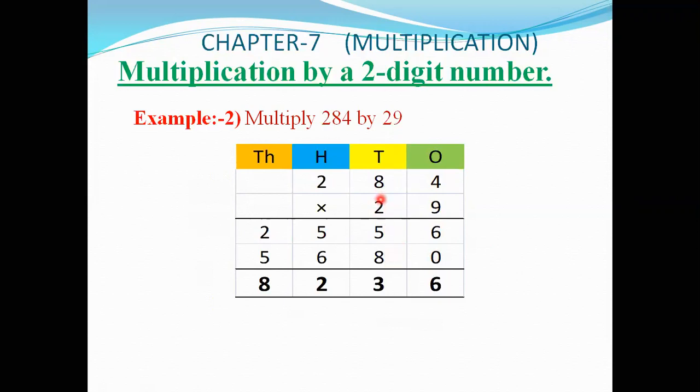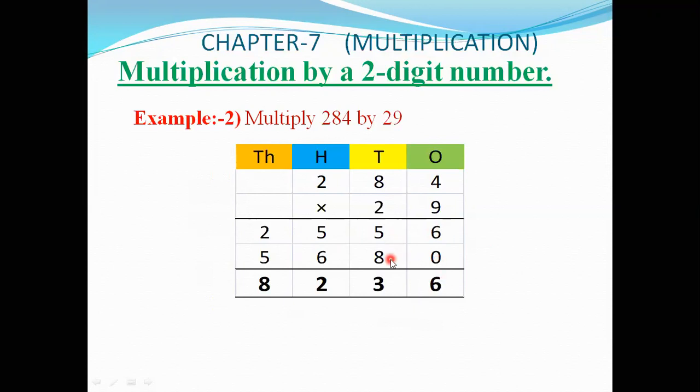Now, after that, 2 times 8 is 16. Write the 6 here. 1 is the carry over digit. And now when we multiply 2 by 4 and add the 1, 4 plus 1, we get 5. When we add these two numbers in the two rows, 6 plus 0, we make 6.